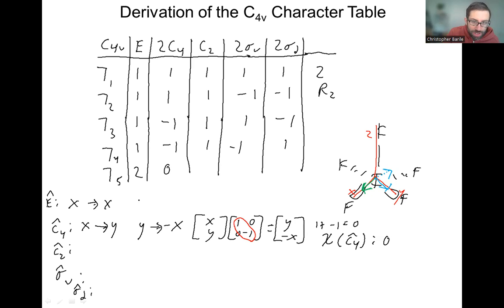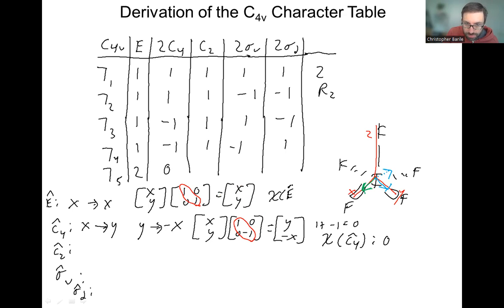And why is there a 2 here? Because now we know x and y transform together. And so the identity matrix is taking x and y and going into x and y. And so the trace of this matrix, the character of this matrix, is 1 plus 1, which is 2. So that's where that 2 came from. We puzzled it out using some other rules of the character table, but there it is.